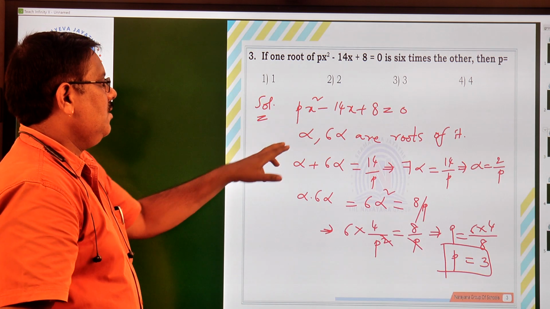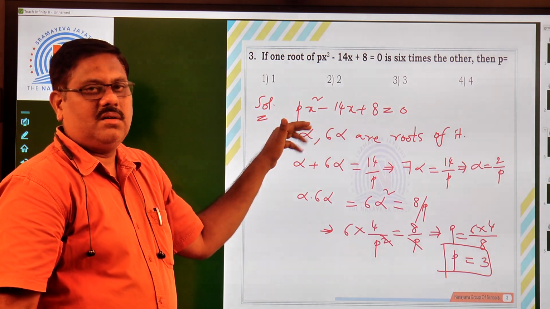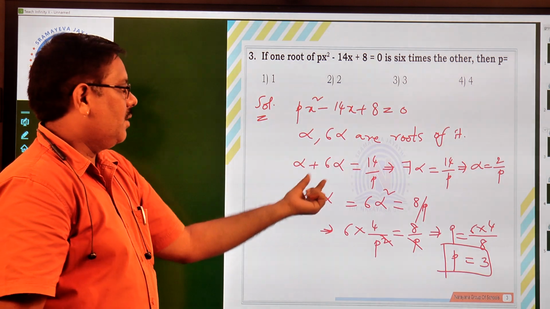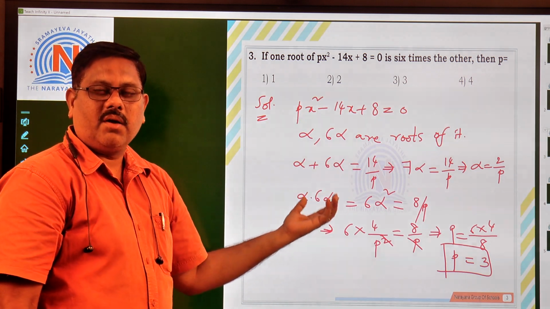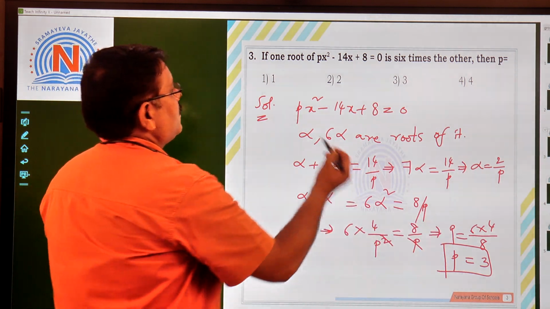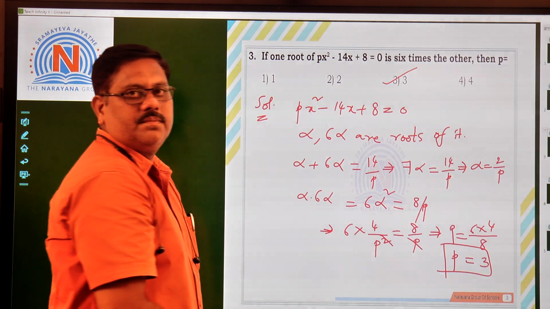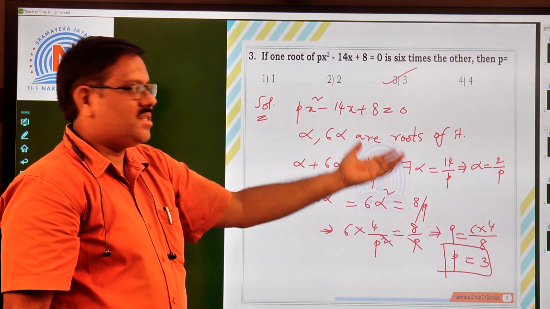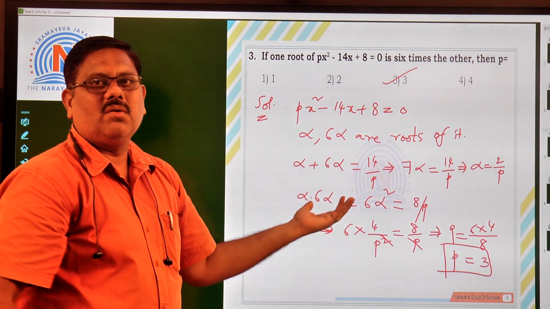Here we are also given that alpha and the other root is 6 times alpha. So this alpha we took as the other root. Thereby we make use of the sum of the roots and the product of the roots, and got the value of p as 3. So the answer for this question is the third option, that is 3. There may be some shortcut formula for this, but no need. It's very easy simplification, so you can simply go for the procedure.